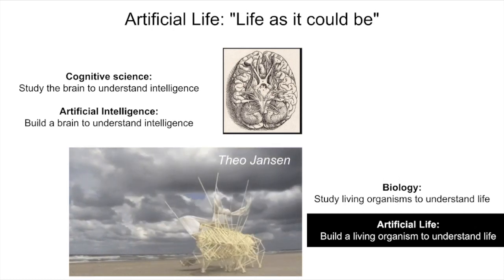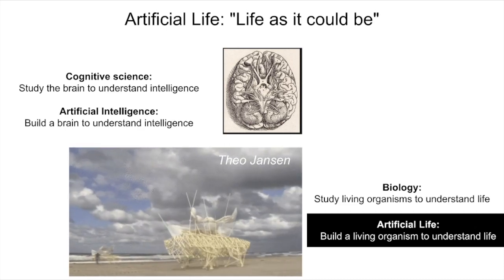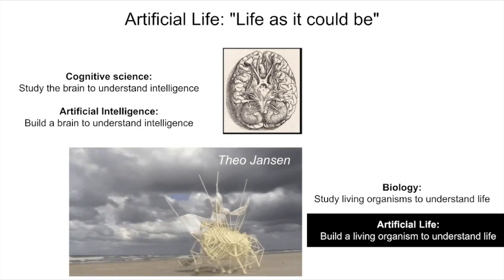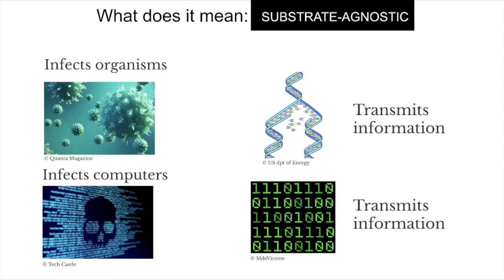So in ALife, we try to build life in artificial systems, because we think that life could be like a software that you can run on different types of machines. It could be substrate agnostic. So what does it mean, substrate agnostic?